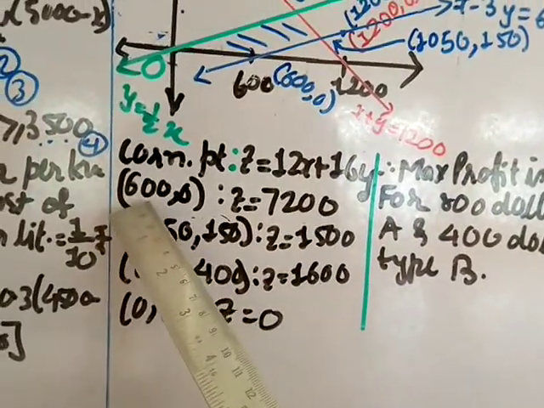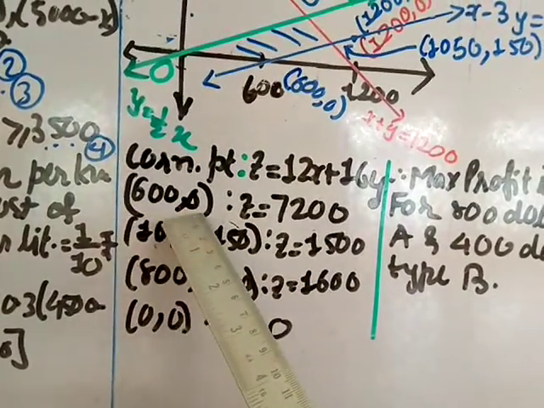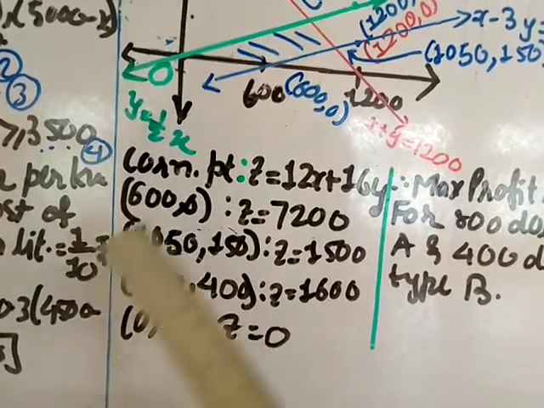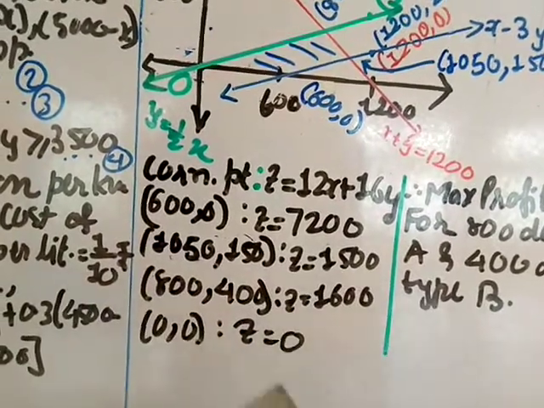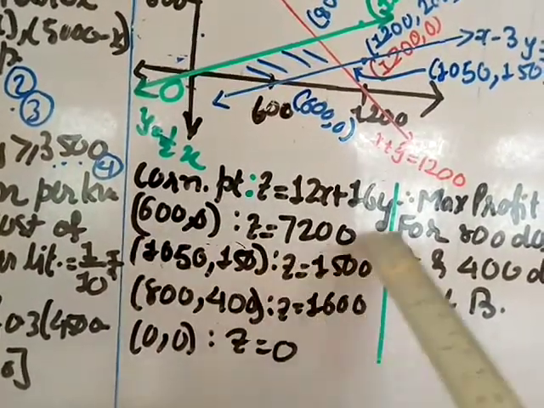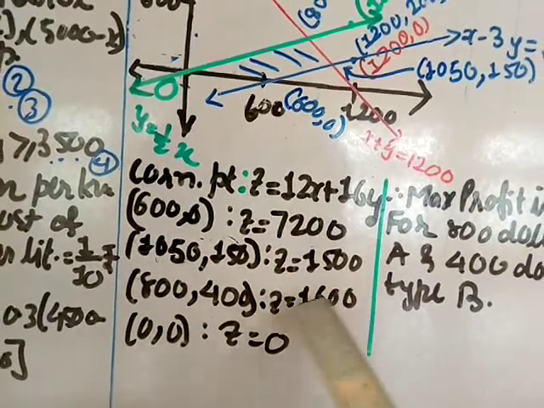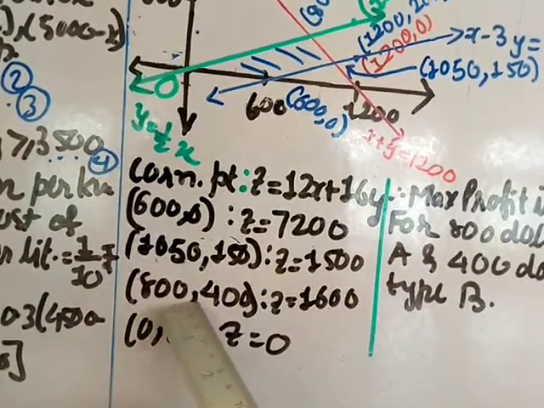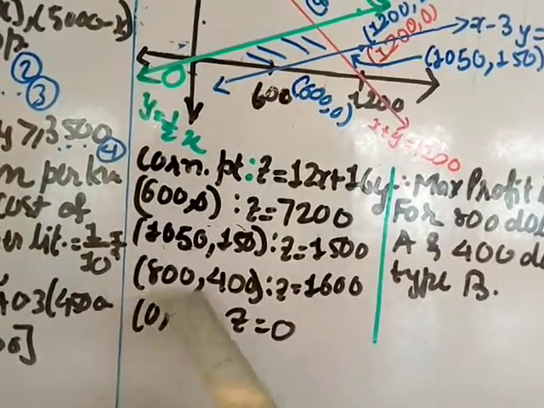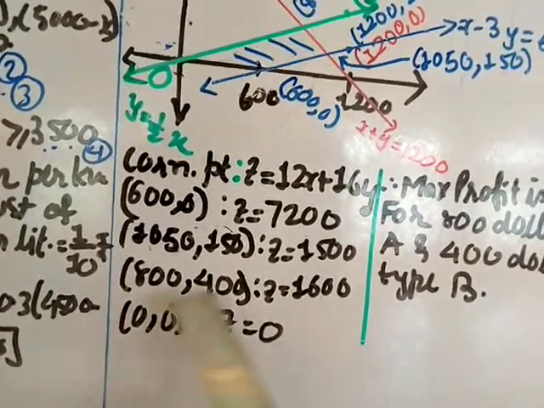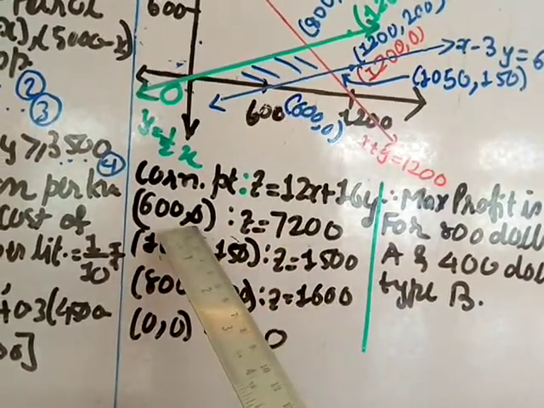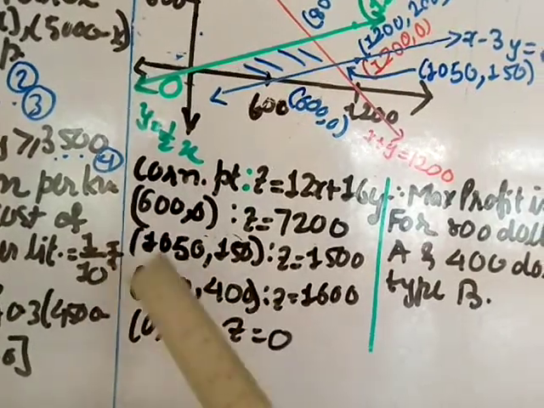But here x is 600 and y is 0. That means only one type of doll is prepared and the other type is not prepared, which is not possible. We have to take both, both have to be there. Therefore, though this is the maximum, we will not consider it. We will consider the rest of these two, and among these two, this is the maximum. So when 800 and 400, both x value and y value have to be there. Though it is the maximum, we are not taking it, because here one is 0 and one is 600, so that's why we are neglecting it.